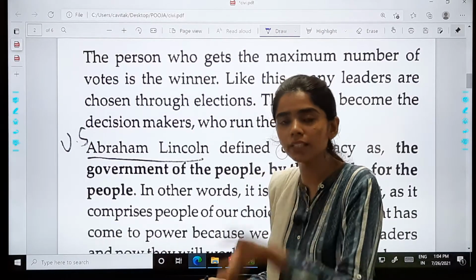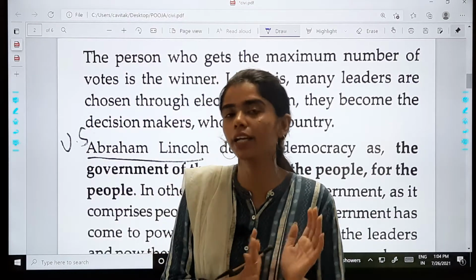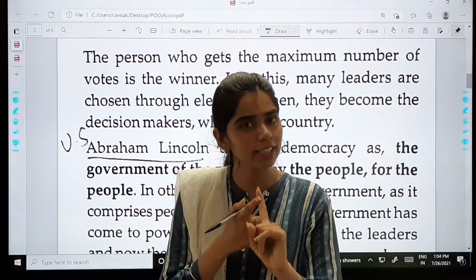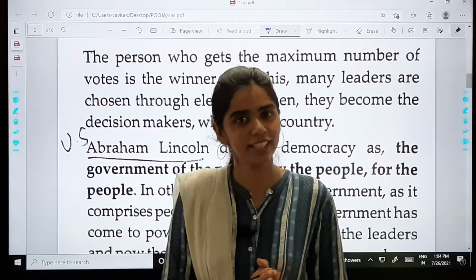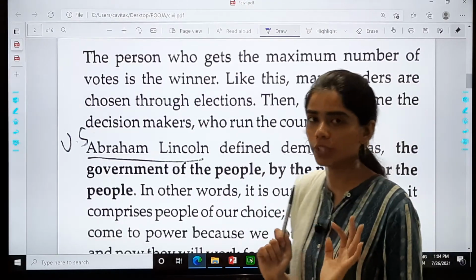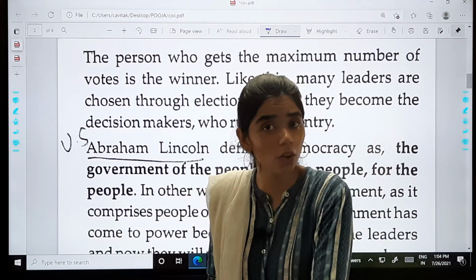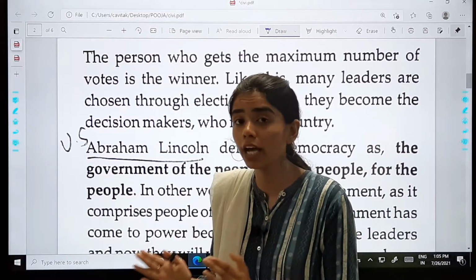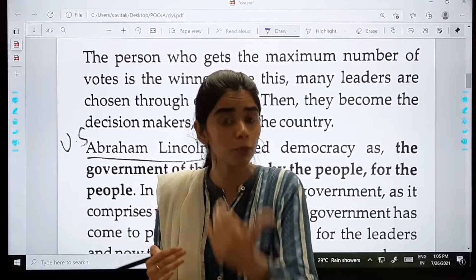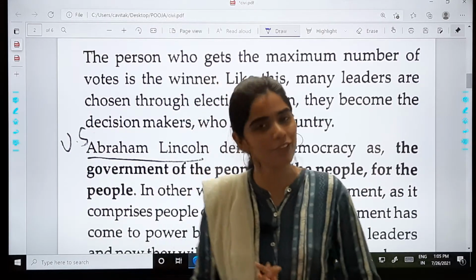So in this way, not only in the central government, small elections also, the panchayats, everywhere this kind of method is chosen. We select the representative, we vote for them, whoever gets the maximum vote, that person wins. Clear? Then they become the decision makers who run the country. They have to take the decisions, form the laws, see whether the laws are followed or not, and also take care of the people and the infrastructure facilities. Proper road facilities for everyone, electricity, education, so many things. All this the government has to take care of.